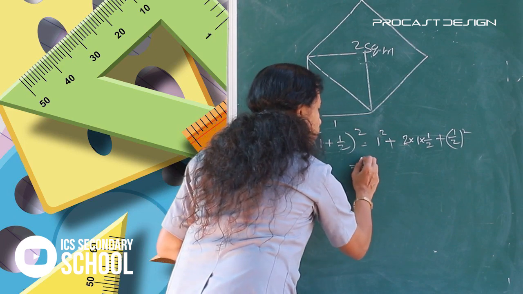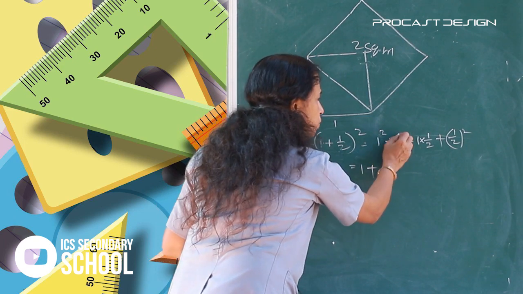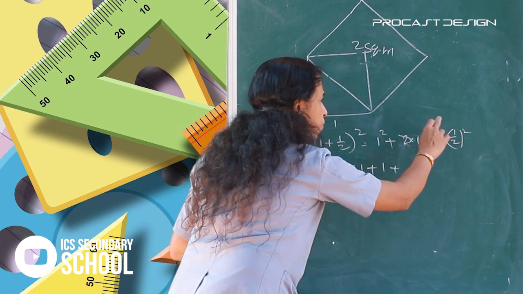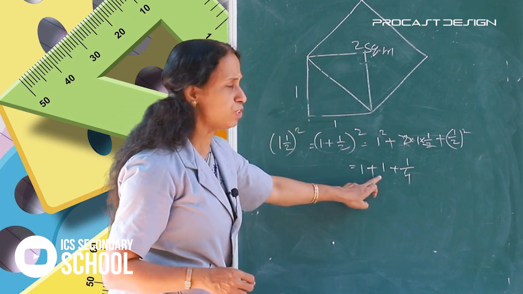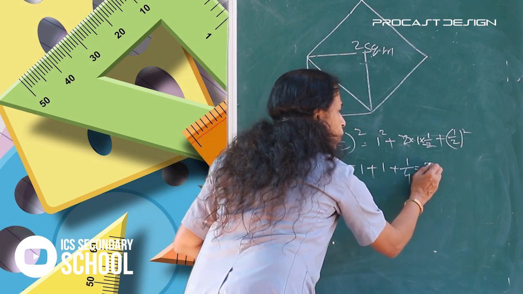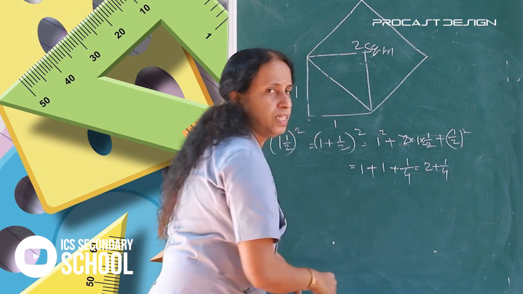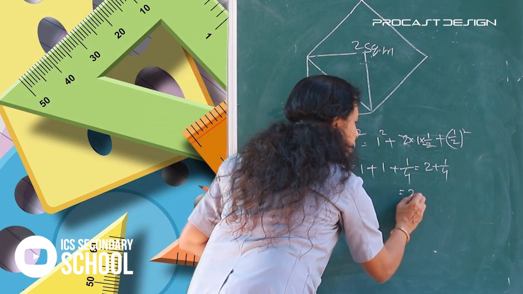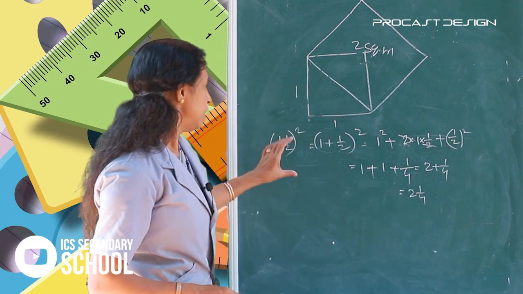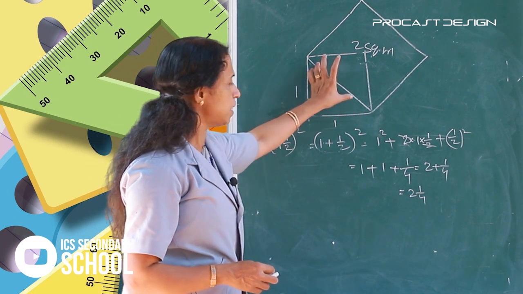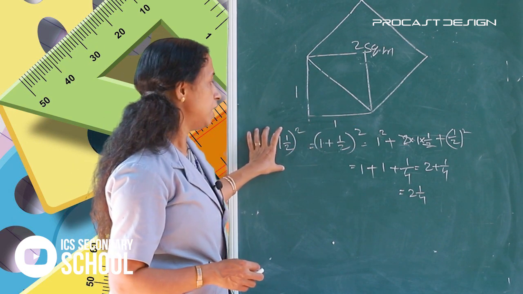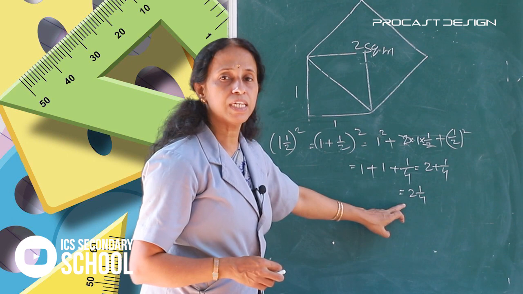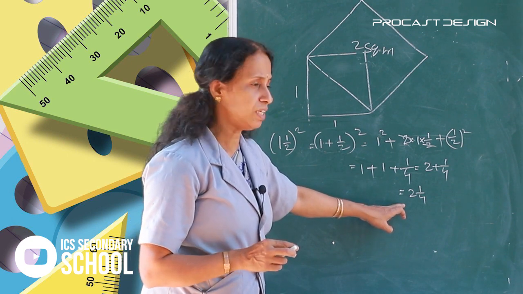This is equal to 1 plus 1 plus 1 by 4, which is 2 and 1 by 4. If we take the length of this side as 1 and a half, its square is 2 and 1 by 4, which is greater than 2.